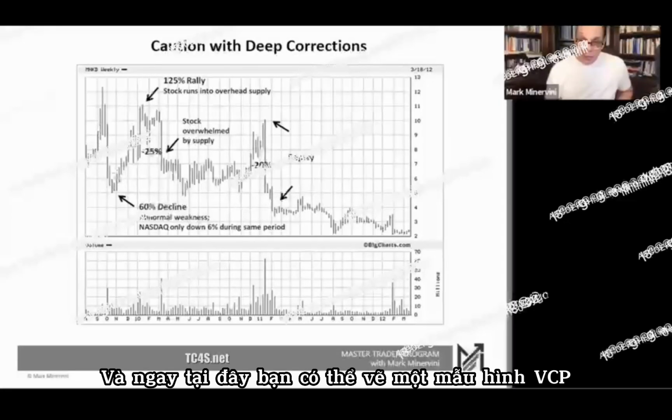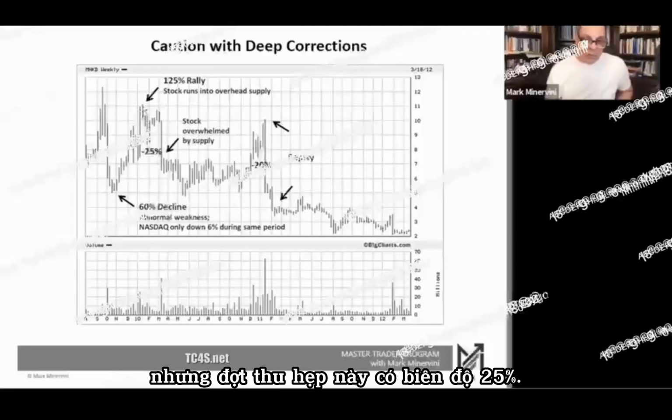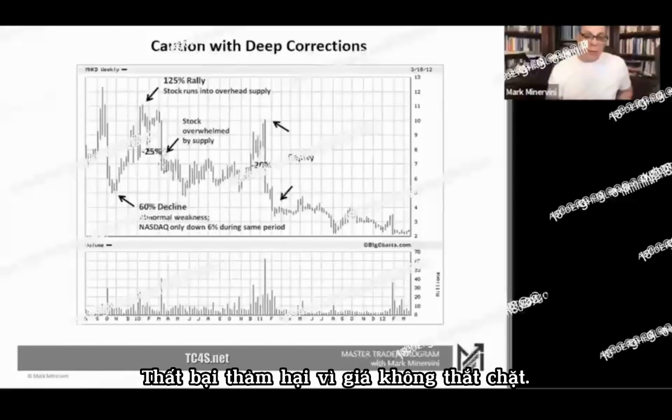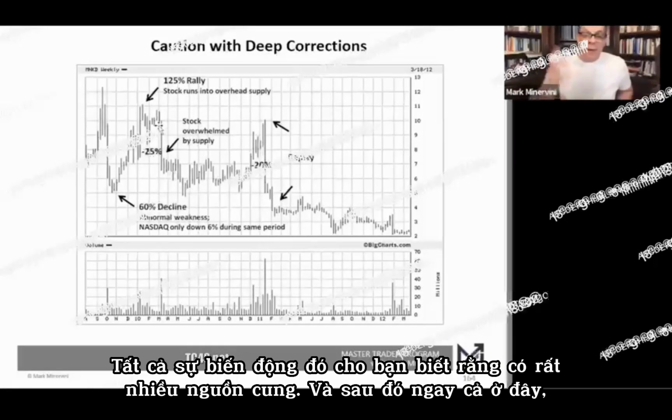And right here, you could outline a VCP, but this contraction, if you will, is 25%. That's not single digits. That's way too deep, and that's why it fails. It failed miserably because you just didn't get the tightening. There's still lots of supply there. All that volatility tells you that there's a lot of supply.